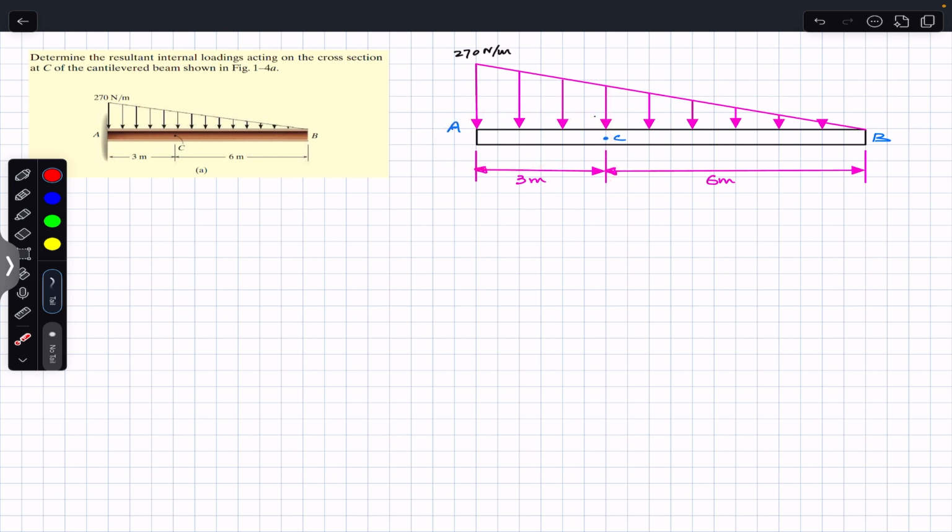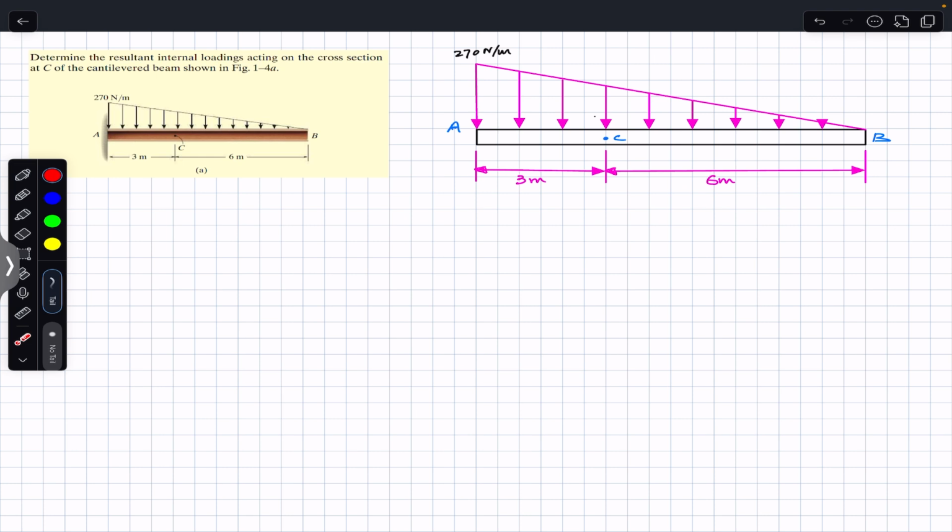So if you want to find the internal loadings at C by considering this right hand side of the cut section, then in this side of the cut section we don't have any support, right? From B to C the beam is free and there is no support. So if this is the case, there is no need to find the reactions if you want to find the solution by considering this right side of the cut section at C.